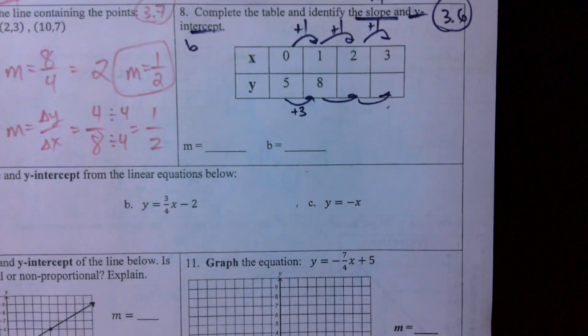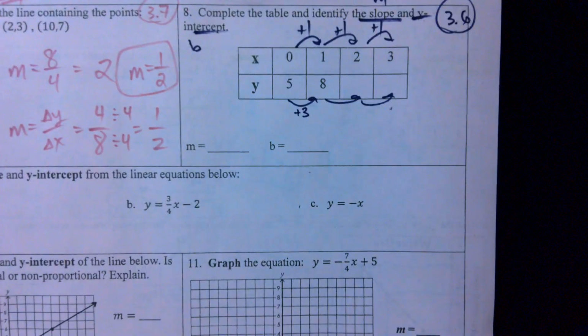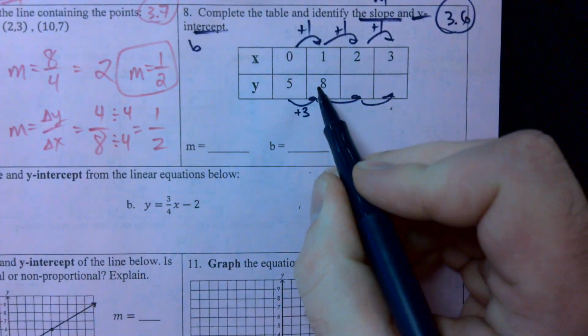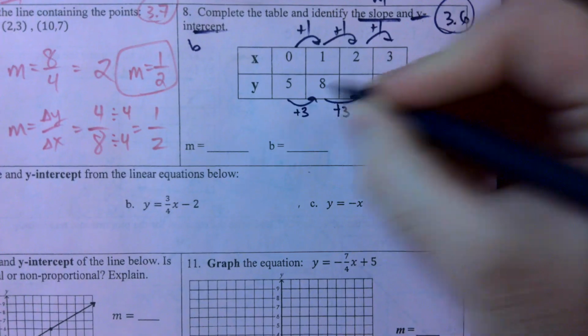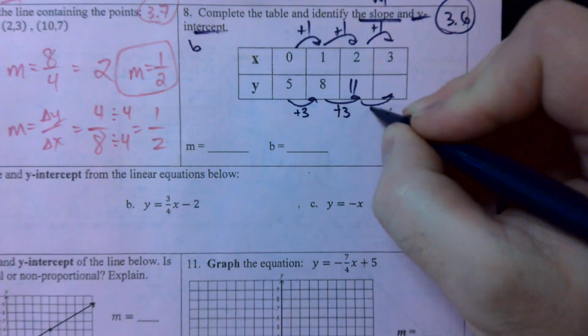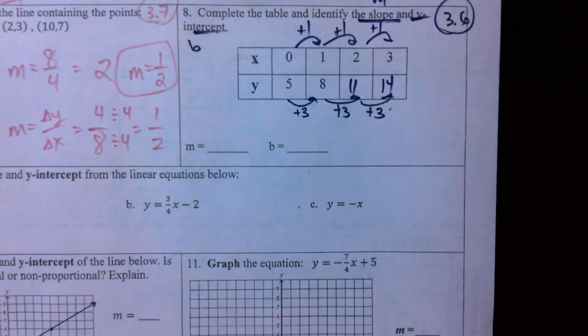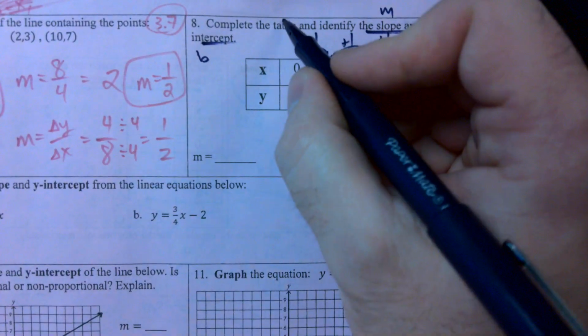Okay. So, if I follow this pattern on the bottom, from 5 to 8 is +3. What's next? +3. So what's 8 plus 3? 11. And then what's 11 plus 3? 14. Perfect. So I completed the table. Check.